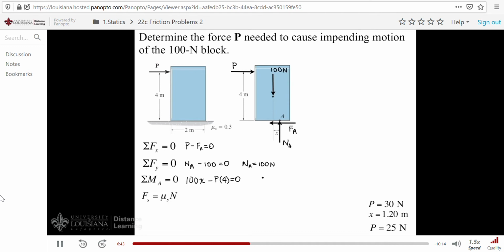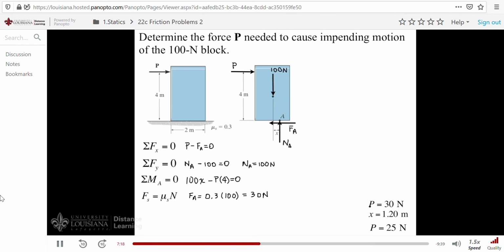We'll use the friction equation. F of A must equal the coefficient of friction, 0.3, times the normal force, which of course we calculated to be 100. When you work this through, you get an answer of 30 newtons. We can put it up here, and we calculate a value of P being 30 newtons. That would cause, of course, the block to slip. We don't know if it's going to tip yet.